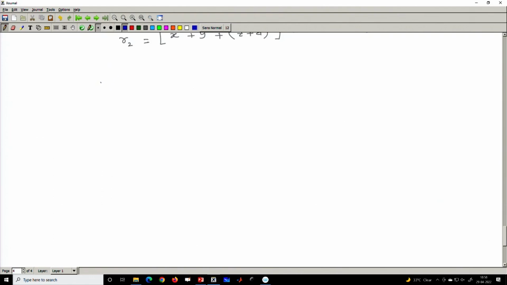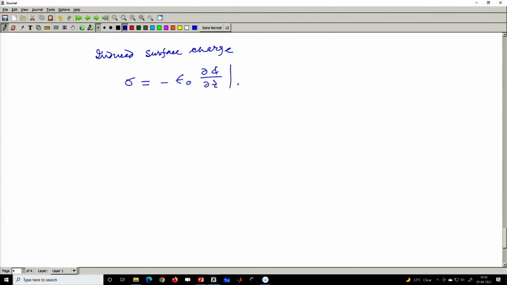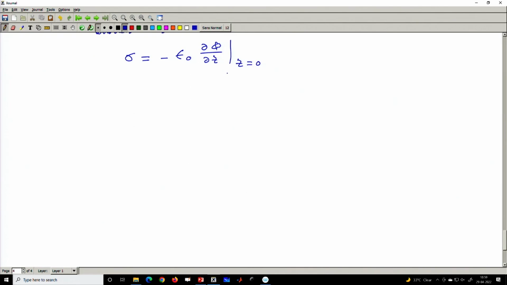So the induced surface charge is sigma equal to minus epsilon 0 del phi del z, evaluated at z equal to 0. This is the standard formula that we also used in the previous problem.